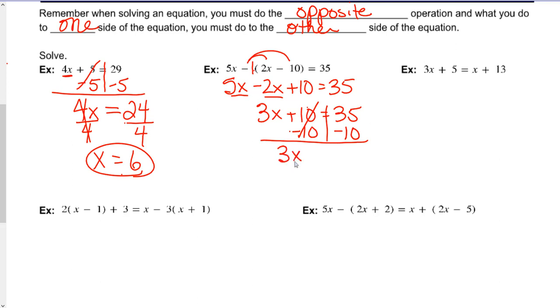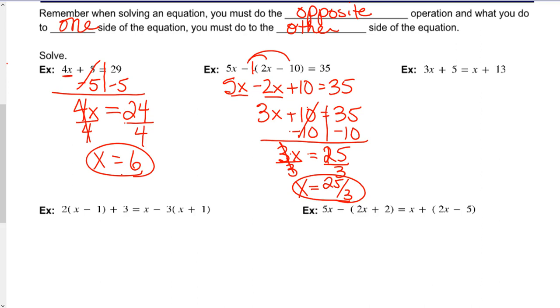I'm left with 3x on the left. 35 minus 10 gives me 25. And I'm going to undo this by undoing that: multiplying by the opposite of dividing both sides by the number next to the letter. Therefore, this goes away, leaves me with just the x, and unfortunately, this 3 won't go into that 25. So the best I can write it is an improper fraction, 25/3.